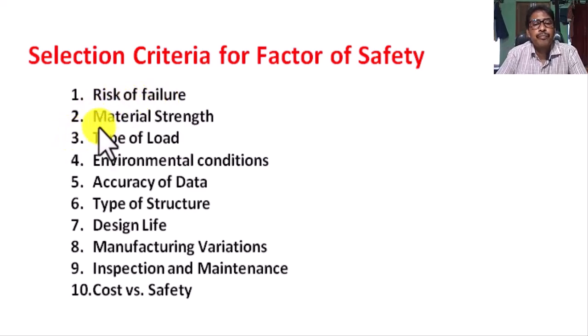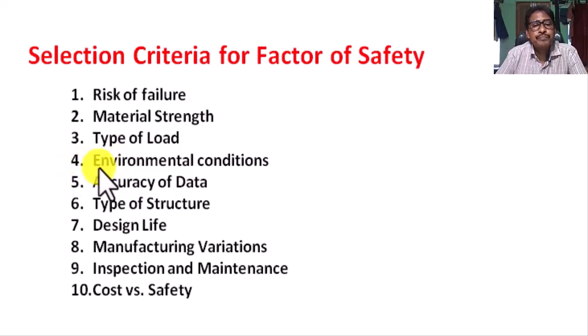Number 2, material strength. Reliable materials like steel, aluminum need lower factor of safety, while unpredictable materials like wood, concrete require higher factor of safety for uncertainty. Number 3, type of load. For constant load, allow for lower factor of safety. Fluctuating or dynamic load require higher factor of safety.